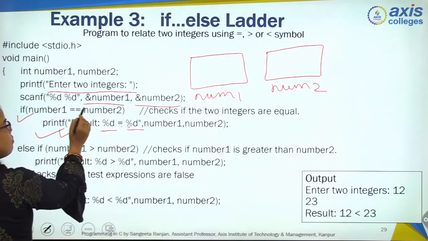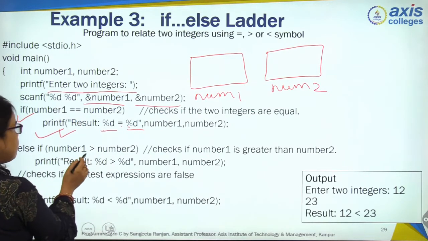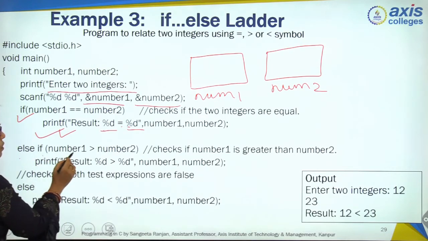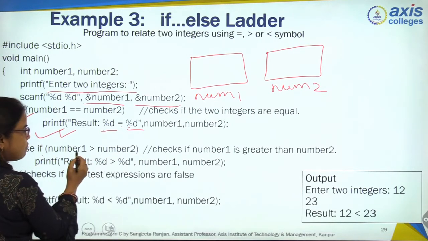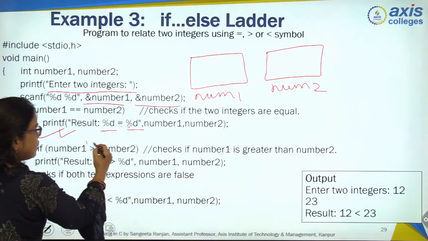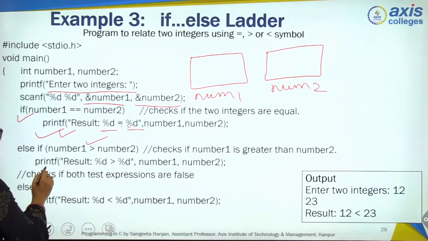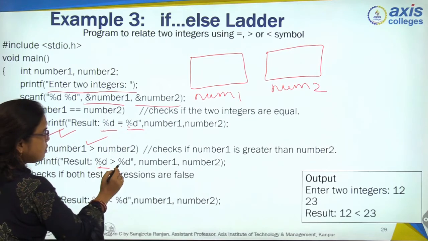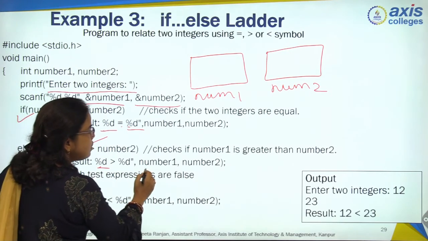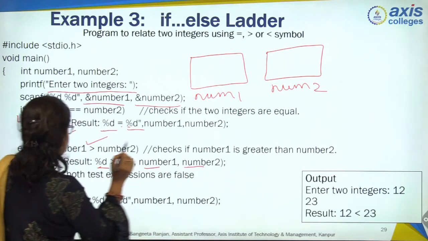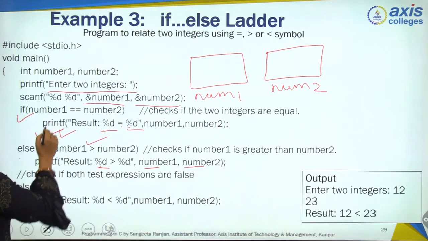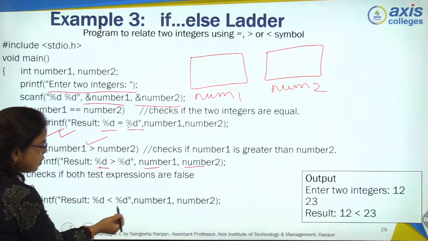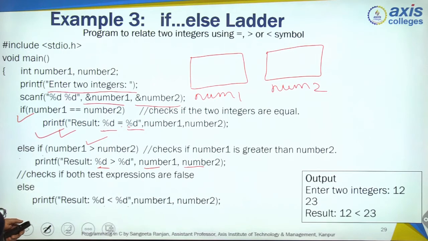If number 1 and number 2 are not equal, then it will check else if number 1 is greater than number 2. If this condition is true, then it will print result %d greater than %d, that means number 1 greater than number 2. If both conditions are false, then it will print number 1 is less than number 2, that is obvious.